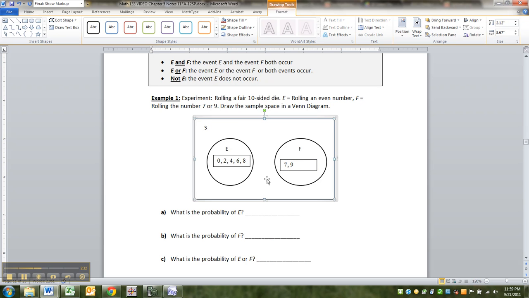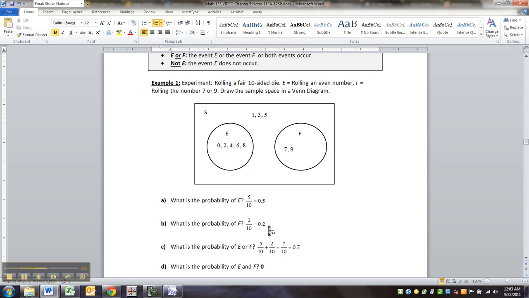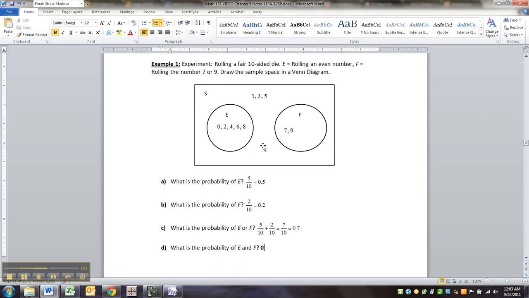Now what does that leave us for the exterior? Out floating around in the sample space ether, if you will, are all the numbers that aren't in either E or F. So that would be 1, 3, and 5. Technically these aren't supposed to have boxes. Hold on one second. I accidentally talked without having you listen. Sorry about that. So I made the little boxes disappear.